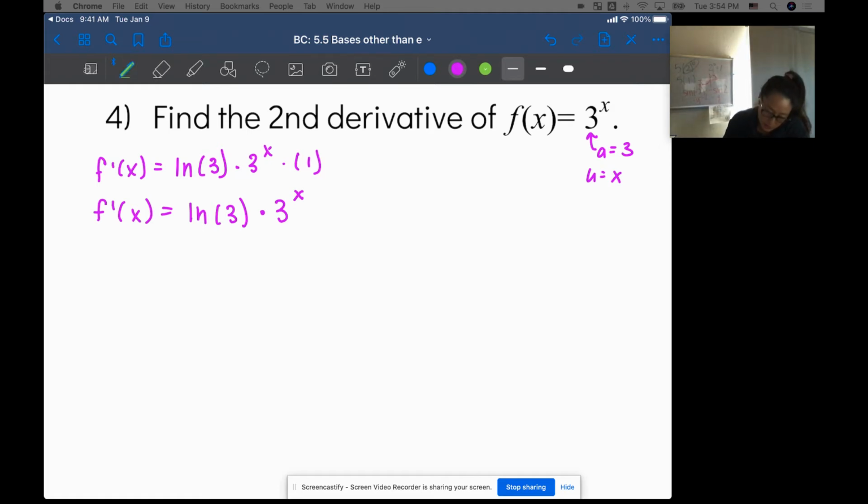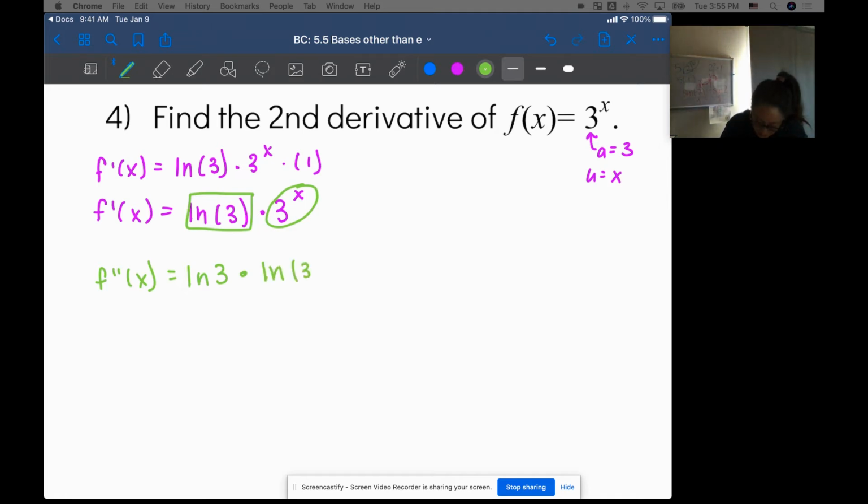Now we're going to take the second derivative, so f double prime of x. ln of 3 is just a constant, so I'm going to write it out front, times the derivative of 3 to the x again, which is the ln of 3 times 3 to the x times 1, same as before. So I get f double prime of x is equal to, let's try that again, ln of 3 squared times 3 to the x.